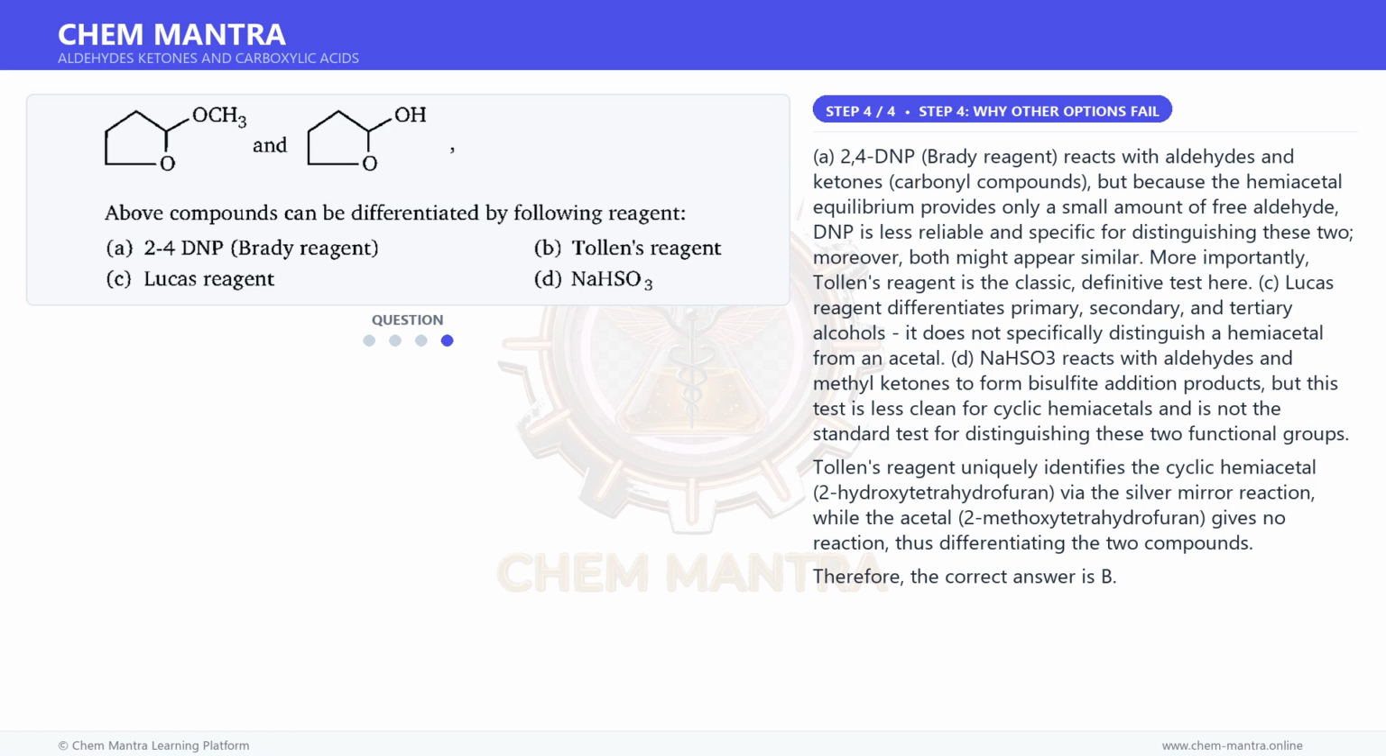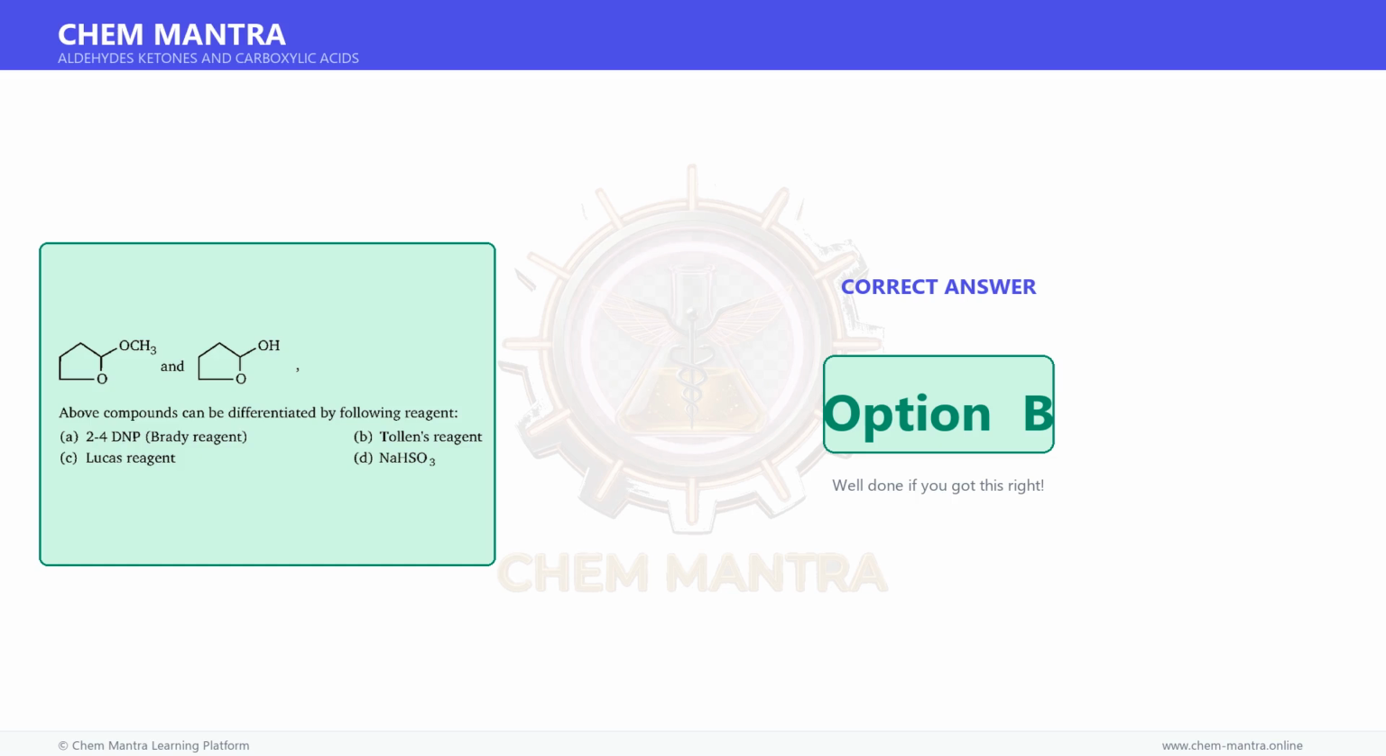Tollens reagent uniquely identifies the cyclic hemiacetal, 2-hydroxytetrahydrofuran, via the silver mirror reaction, while the acetal, 2-methoxytetrahydrofuran, gives no reaction, thus differentiating the two compounds. Therefore, the correct answer is option B.